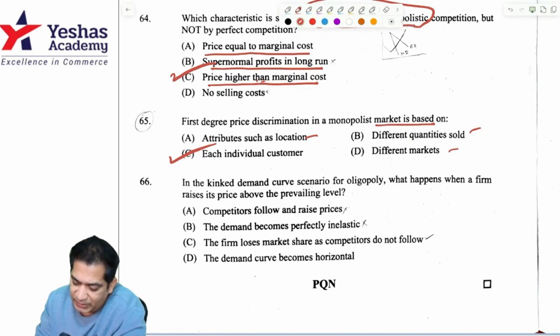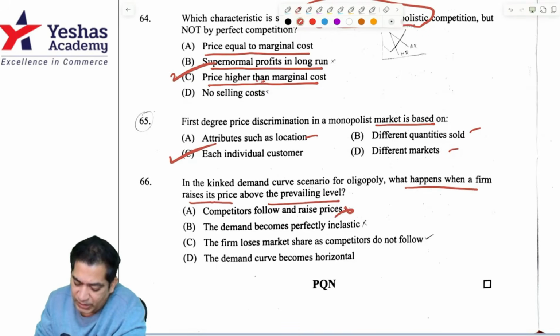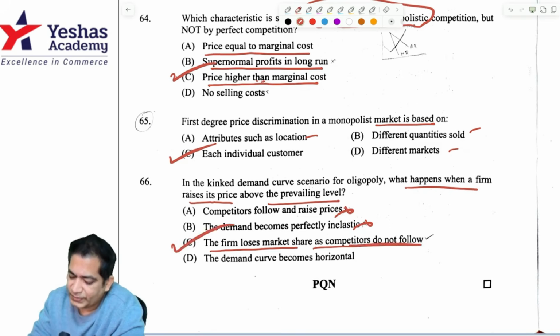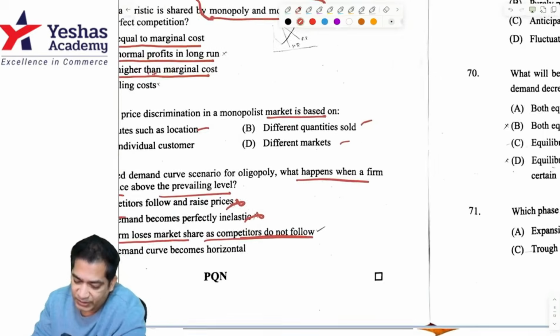In a kinked demand curve scenario for oligopoly, what happens when a firm raises its price above the prevailing level? Price is increased, others will not follow. Alright. So competitors follow the price raise, no. Demand becomes perfectly elastic, no. Firm loses market share as competitors do not follow, yes. C will be the answer. Kinked demand, I have mentioned you one question you always get from the kinked demand hypothesis.